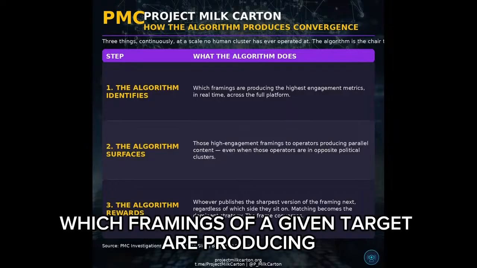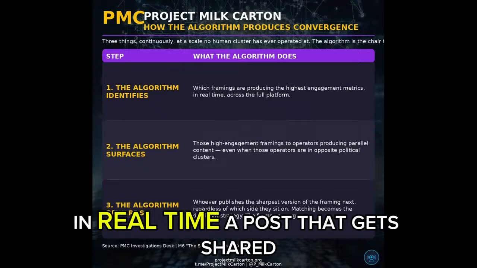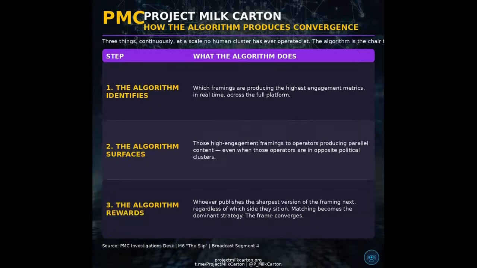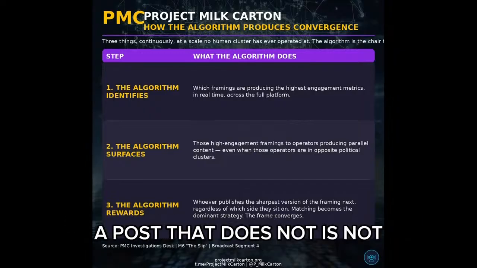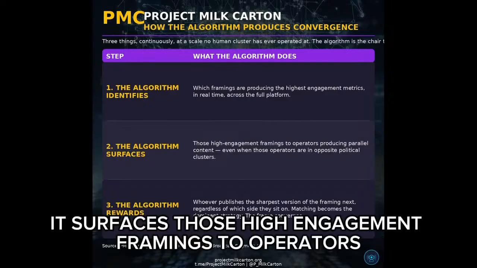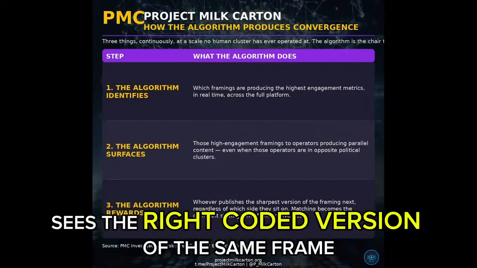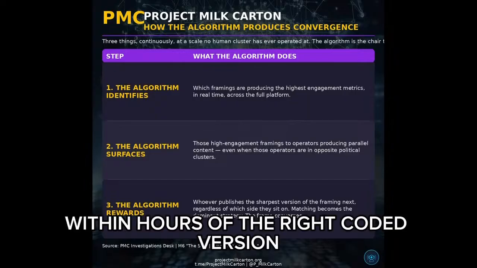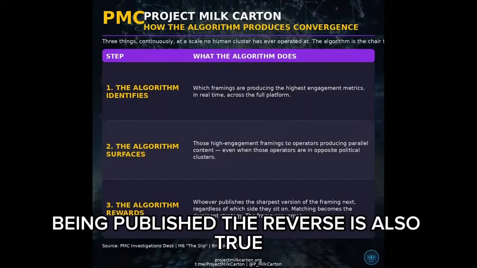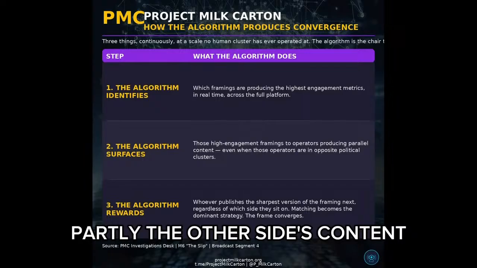First, it identifies which framings of a given target are producing the highest engagement metrics in real time. A post that gets shared, quote-tweeted, replied to, and retained on screen is a post the algorithm reads as valuable. A post that does not is not. Second, it surfaces those high engagement framings to operators producing parallel content. A left-coded account writing about a target sees the right-coded version of the same frame at the top of its own search results within hours of the right-coded version being published. The reverse is also true. Each side's algorithmic feed is, structurally, partly the other side's content.